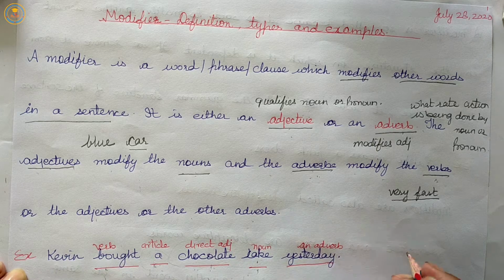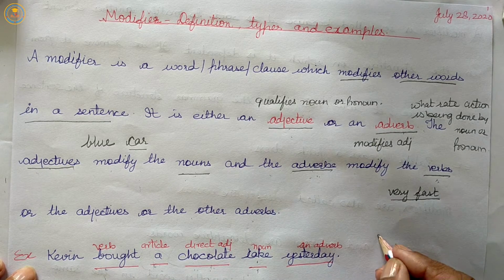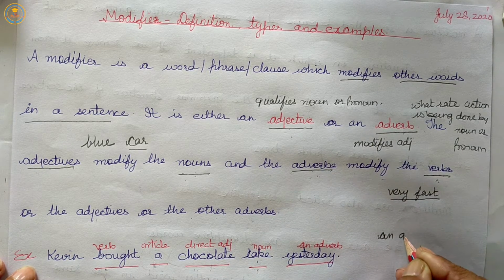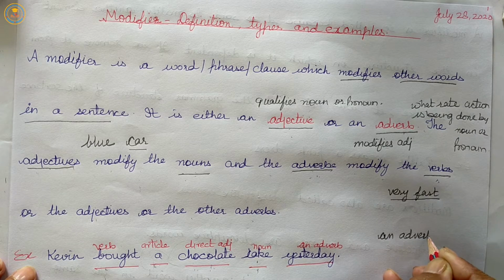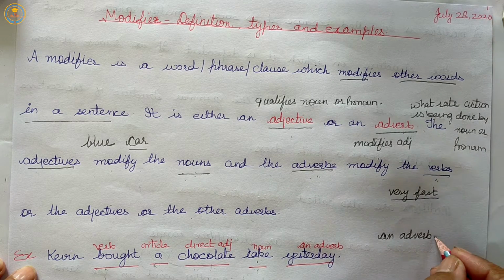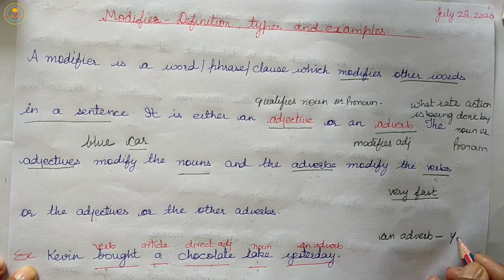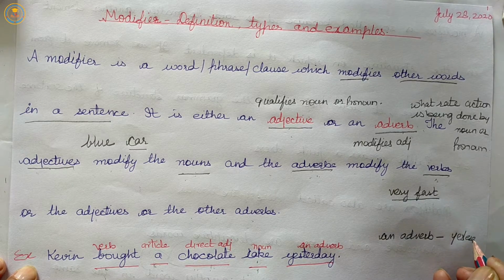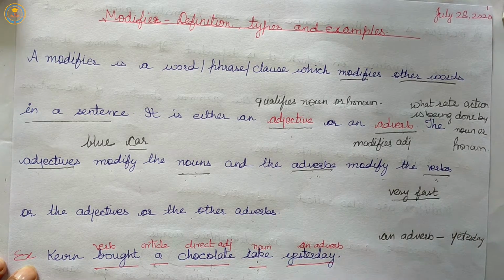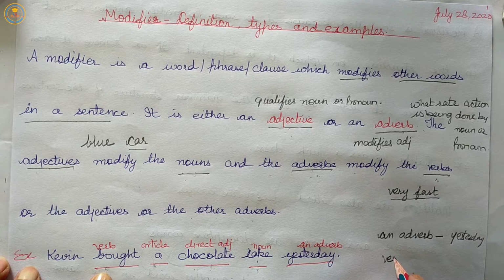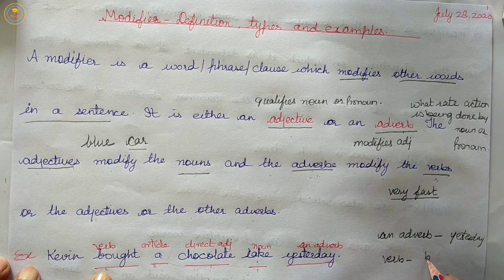So, here an adverb that modifies the verb. So here yesterday, and it modifies the verb. The verb is bought.